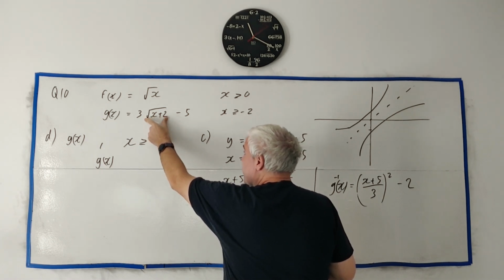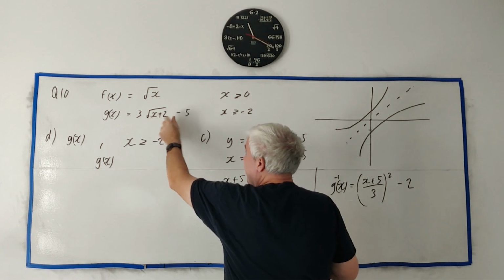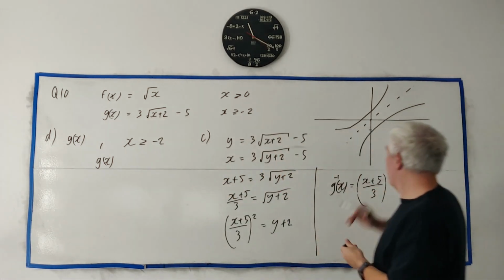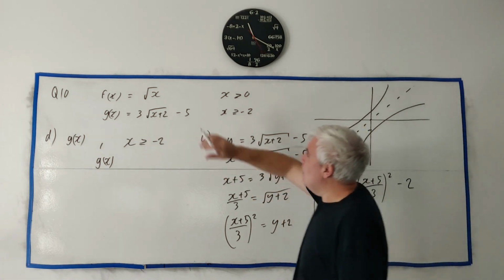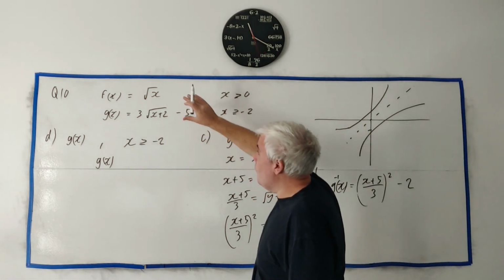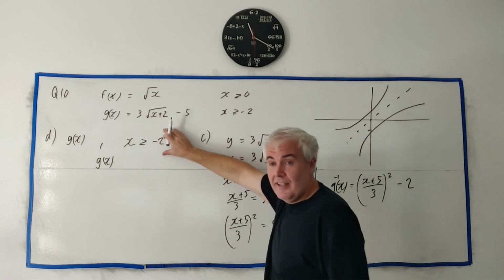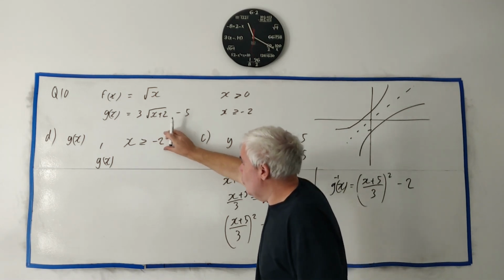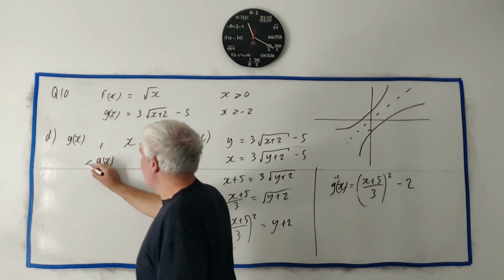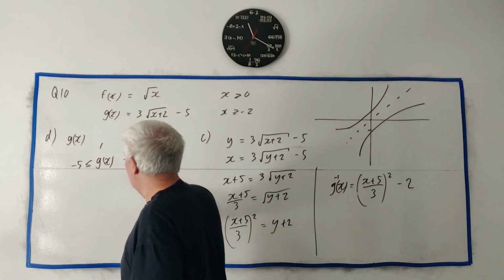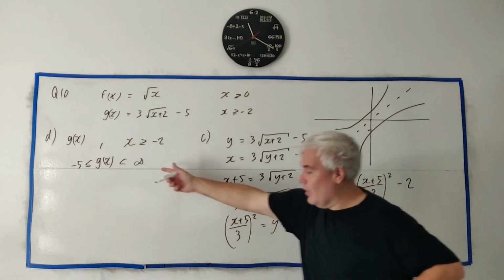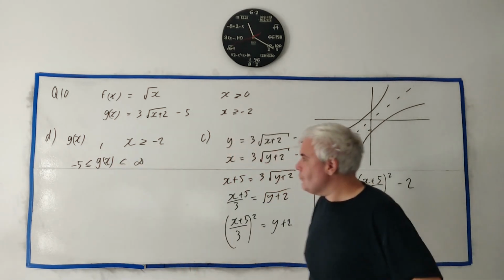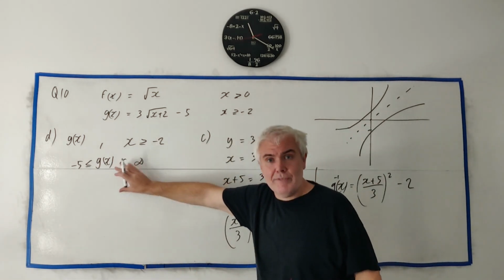Because this would be 0. 3 times 0 is 0. And then take away 5. Sorry, I said minus 2 over here. This would be minus 5, in fact, my bad. So what goes in is everything bigger than minus 2. What comes out of this has to be bigger than minus 5, and less than, I'll just write infinity, because you don't have to write that. Bigger than that is fine. That's what goes in and comes out.